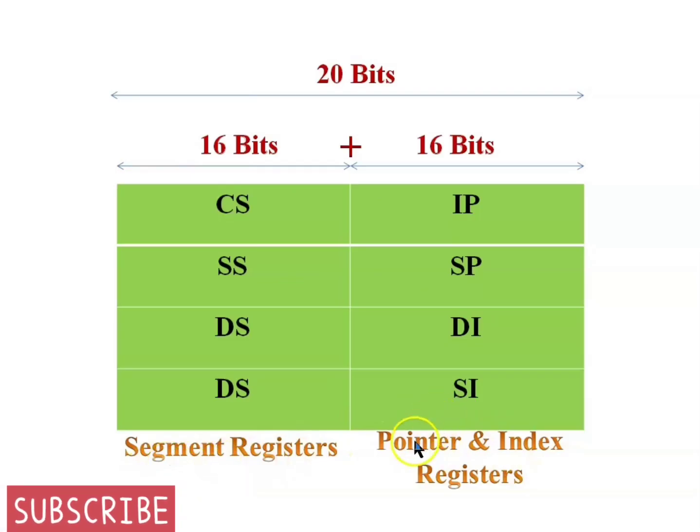Segment and pointer registers are set up to operate in pairs for a specific purpose. Code segment and instruction pointer point to the address of the next instruction in the memory to execute. Stack segment and stack pointer point to a temporary storage place for data. Data segment and destination index point to where data is to be stored. Data segment and source index point to the address in memory where data is to be retrieved.